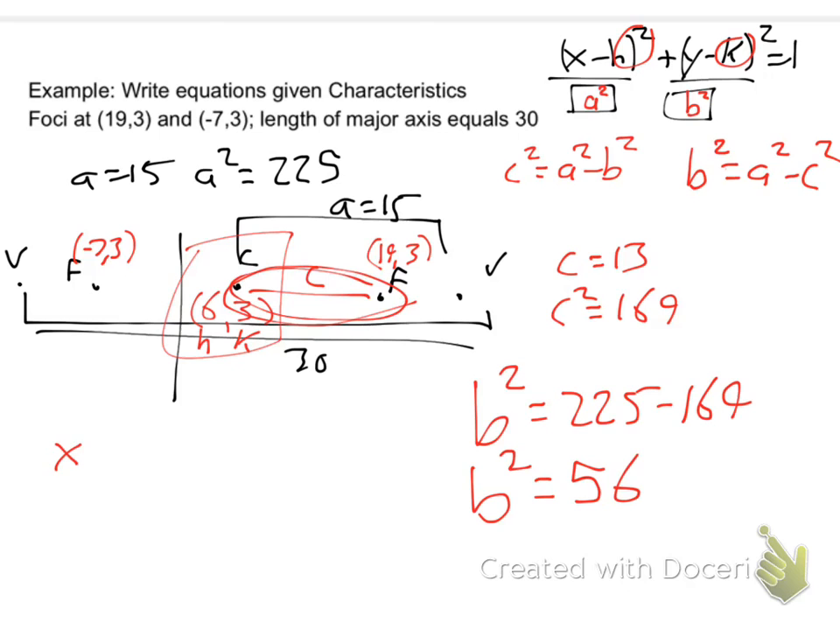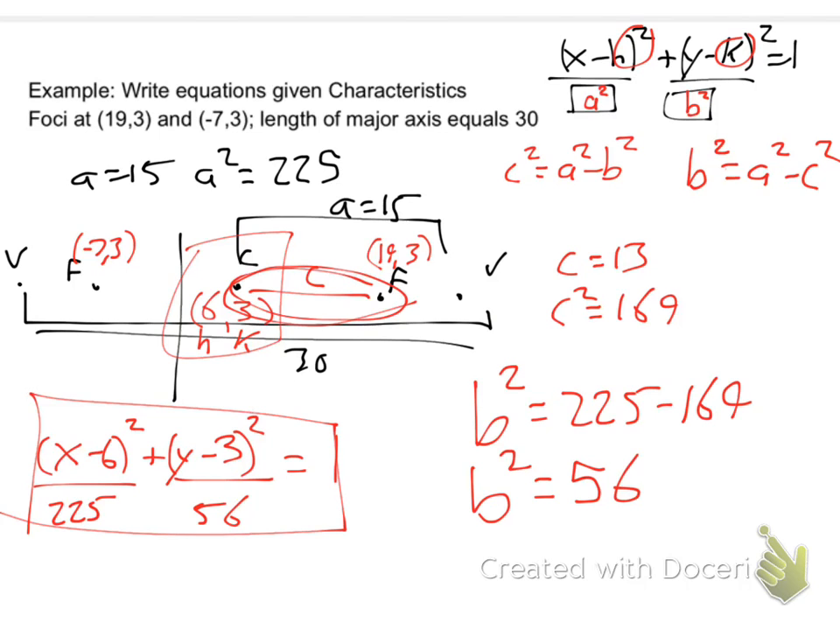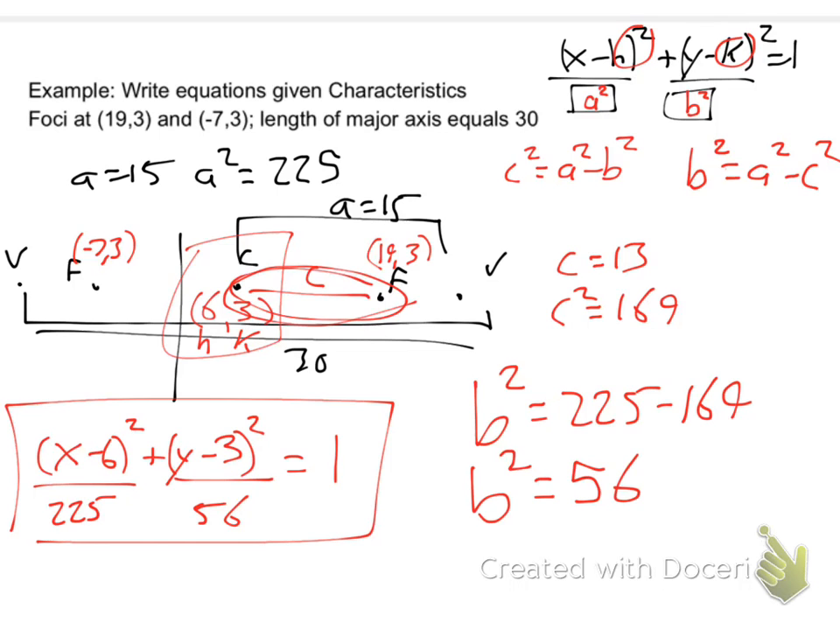So this becomes x minus something squared plus y minus something squared over equals 1. What is x minus what? 6. Y minus 3. It's (x minus 6) squared over 225. And the other number? 56 is equal to 1. You've now just written the equation.